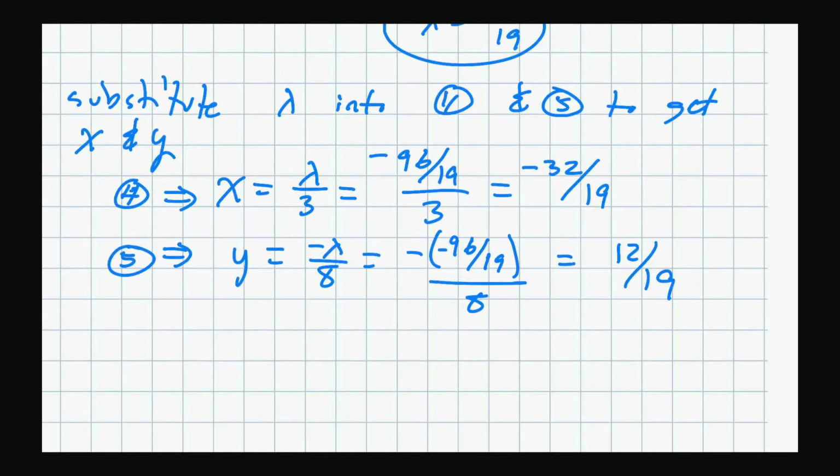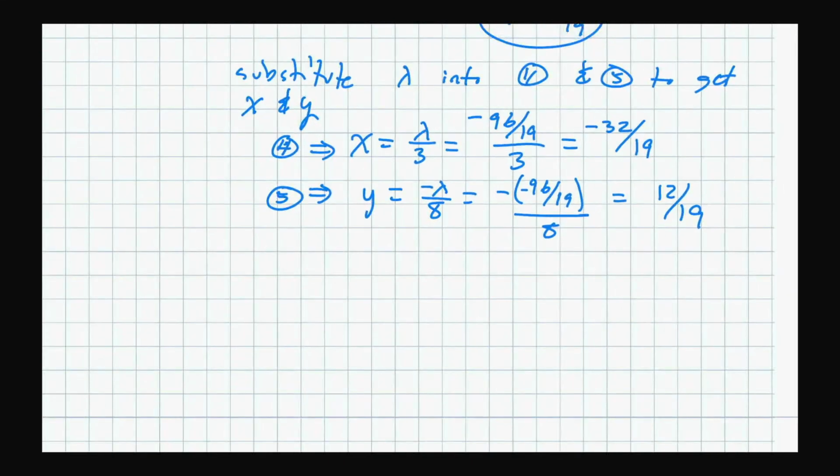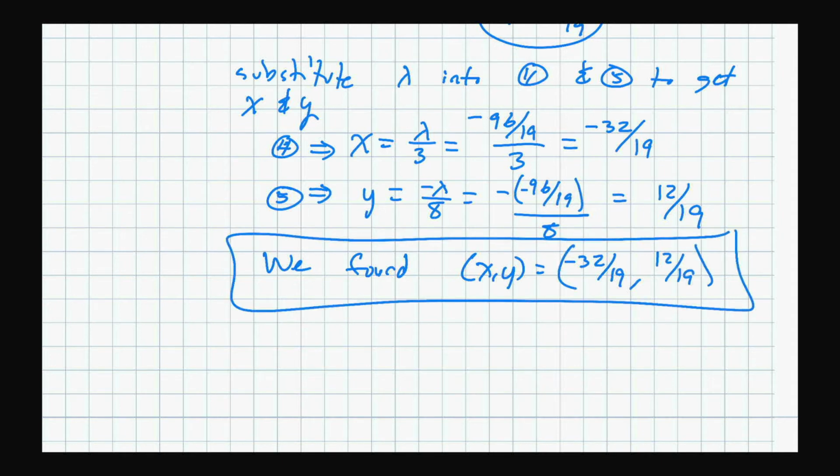So you find the x and the y, and we got the lambda, which we don't even care about. So we found x, y equals negative 32 over 19 and 12 over 19. Okay, and so that's either a maximum or a minimum, one of the two.